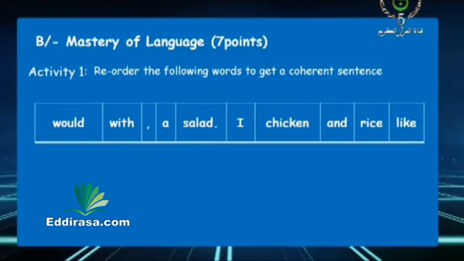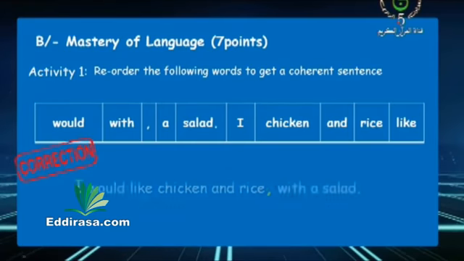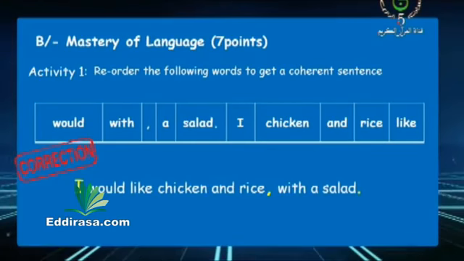Okay? Did you get the right sentence? I am sure you did. And here is the right sentence. I would like chicken and rice with a salad.